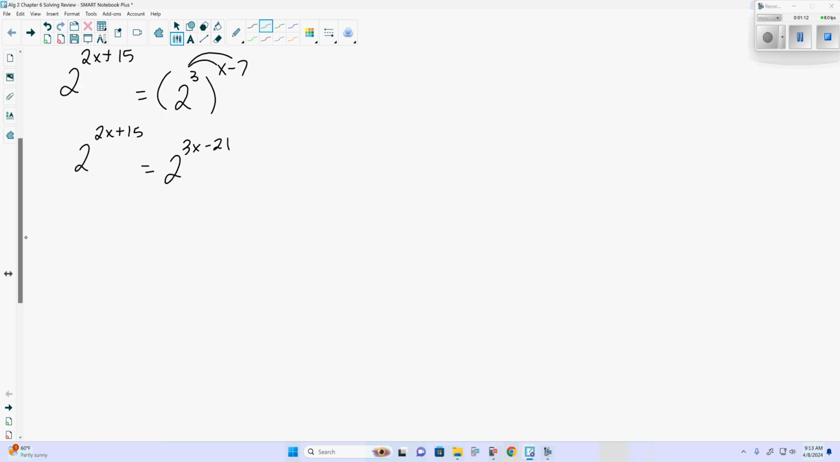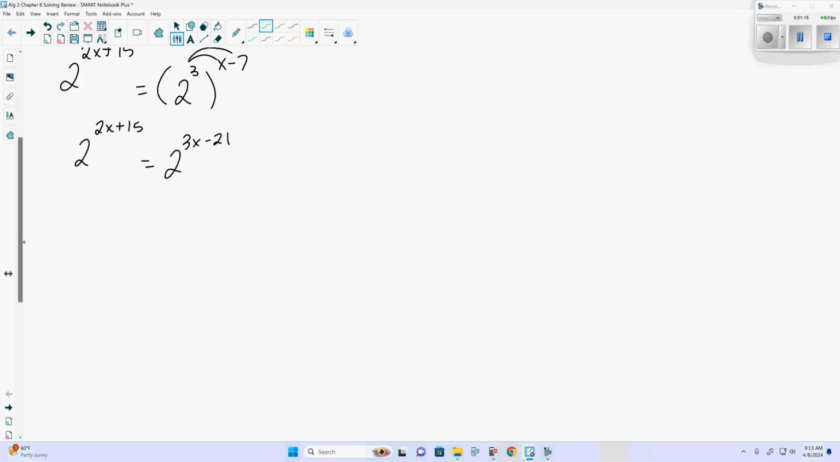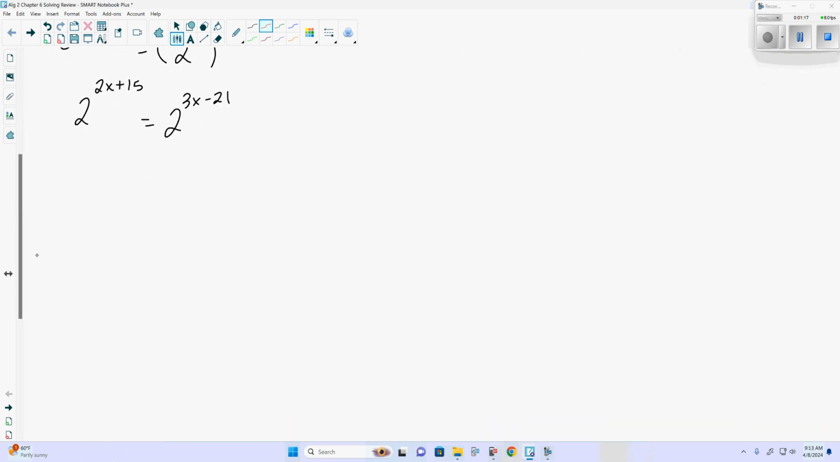And the reason we do this is because if the bases are indeed the same, like we have them now, they're both 2. If the bases are the same, the exponents have to be the same as well. Thus, it's telling us that 2x plus 15 is equal to 3x minus 21. If the bases are the same, we set the exponents equal and solve for the value of x.